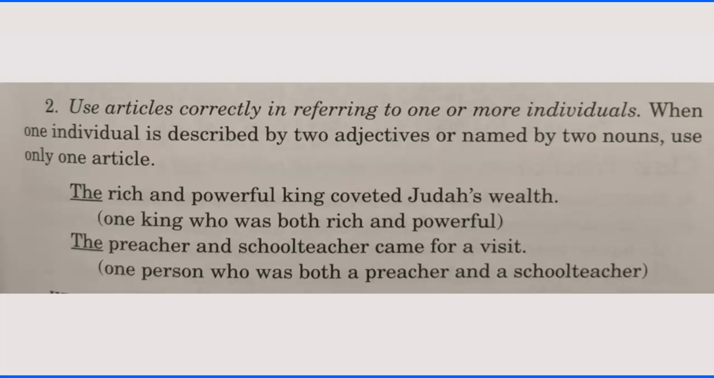Look at the second example. The preacher and school teacher came for a visit. That means that this person was both a preacher and a school teacher. So you use the word the as a place marker for each person. The rich king, the powerful king, the poor king, however many kings there were, that's going to indicate lots of kings. But here we just have one. So be careful with that one.